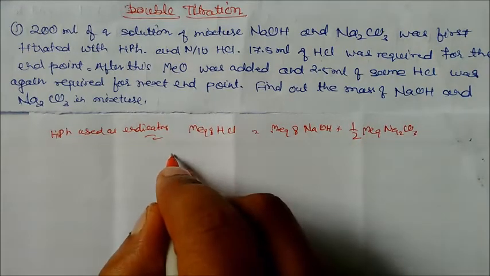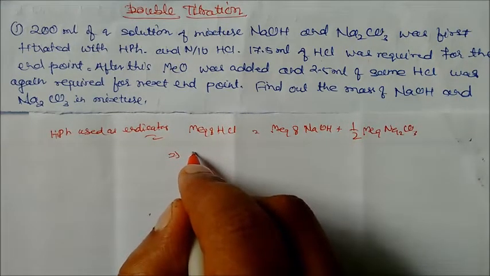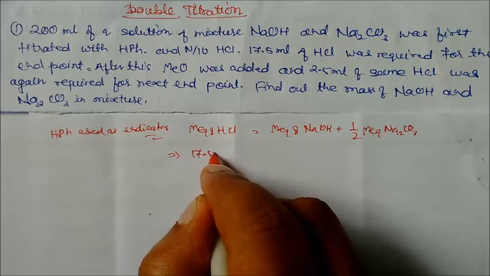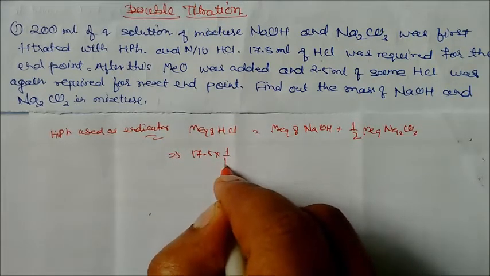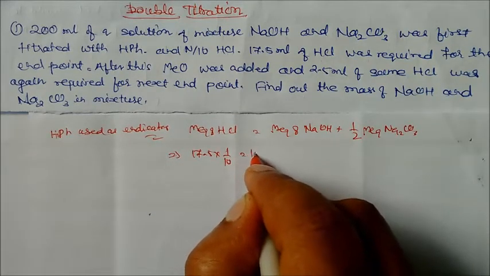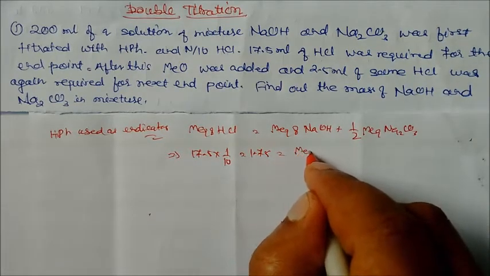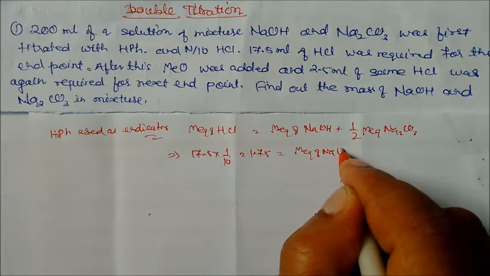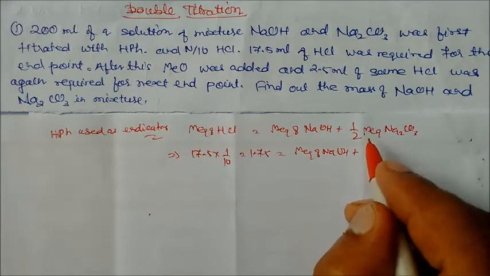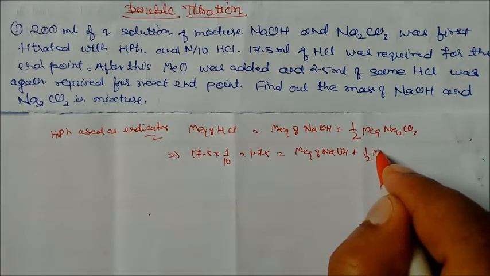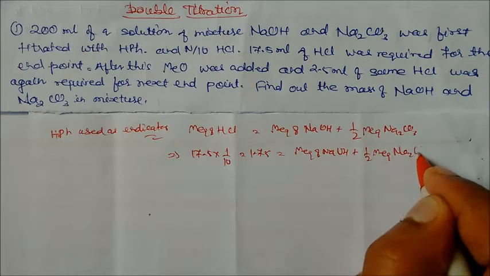So this is how much is given. So milliequivalent of HCl is 17.5 into 1 by 10, that is nothing but 1.75. So this is equal to milliequivalent of sodium hydroxide plus again half of milliequivalent of Na2CO3.